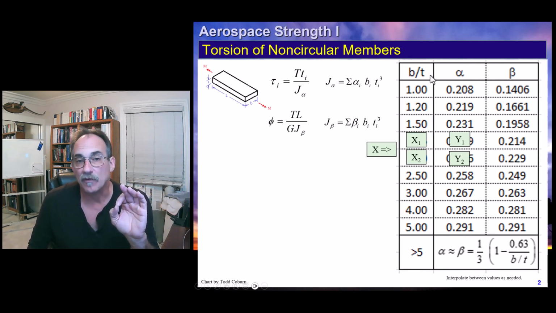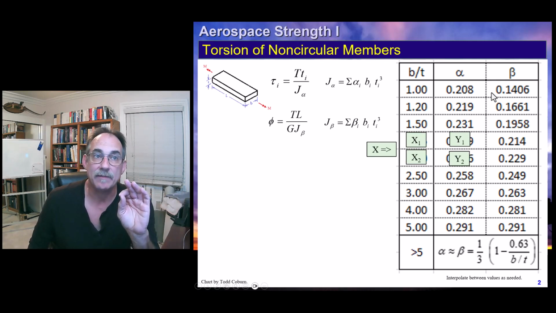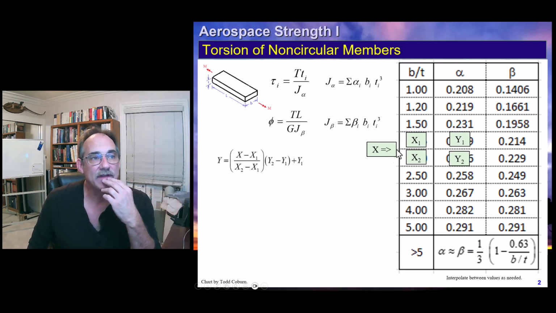Now we've got the B over T ratio, and we're going to use that to find alpha and beta. Now if B over T was 1, we just grab alpha is 0.208, beta is 0.1406. But let's say that our alpha, our x value, falls between these two values here. We then need to define this. We can call this x1 and x2, this y1 and y2.